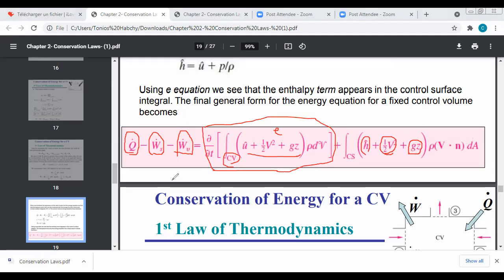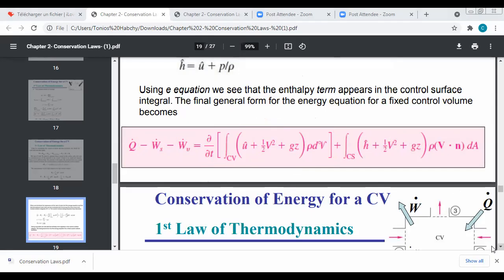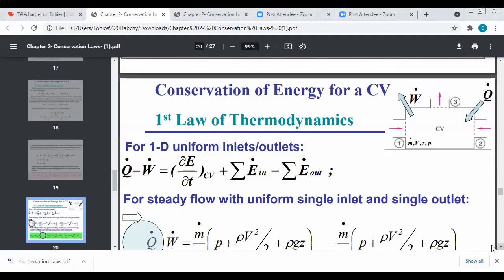Now, maybe this equation might seem a little bit complex, but we will see that for our applications, it will be much easier. Let us see how we can apply it in specific cases. First, in the majority of applications, we deal with 1D uniform inlets and outlets. If we have this case, then the equation can be transformed into the following: Q dot minus W dot is the transient energy variation for the control volume, plus the summation of fluxes of energy coming in, minus the summation of fluxes of energy going out.